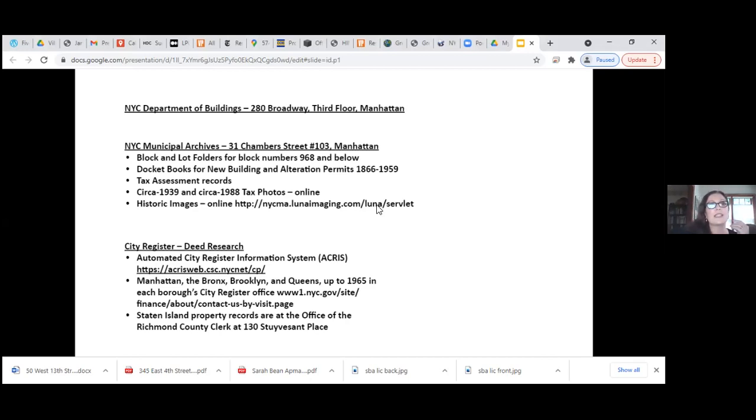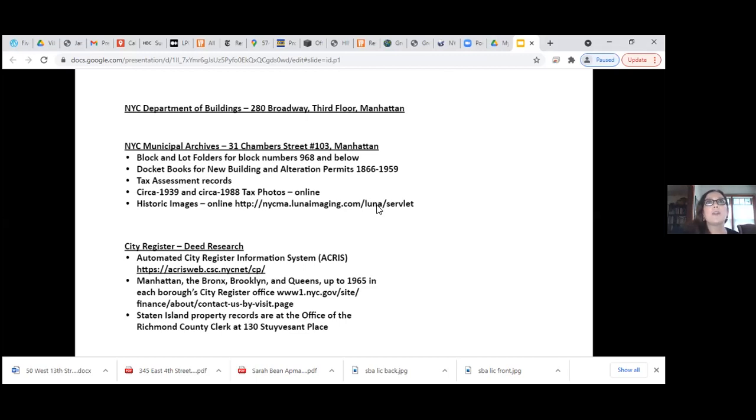So the next resource that I recommend looking at is the New York City Municipal Archives. They have the block and lot folders for Manhattan below 968. They also have docket books for new building and alteration permits between 1866 and 1959. And this is very helpful, especially when stuff is missing from the block and lot folder. They have the tax assessment records. These records often indicate the presence of a building on the lot and the building's stories.